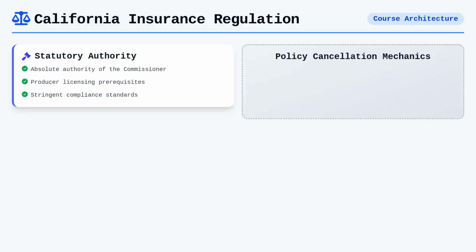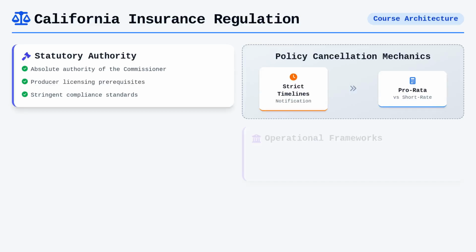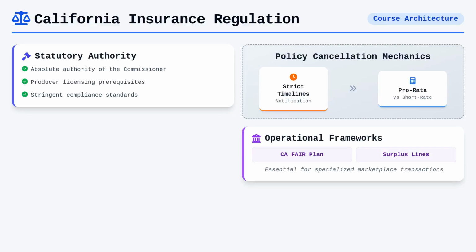We will analyze the strict notification timelines required for policy cancellations, the differences between pro rata and short rate cancellations, and the critical operational framework of the California Fair Plan and surplus lines brokerages.